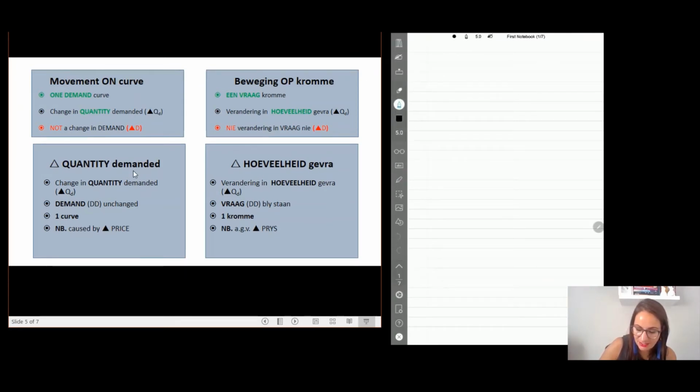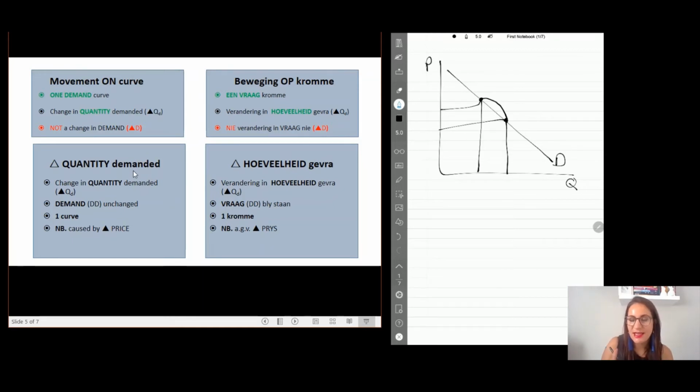Let's just get a pen here. So, like I said, you have price on your y-axis and quantity on your x-axis. And then you have your demand curve. Now, the first thing that can happen to this curve is there is a movement on the curve. This is extremely important. So there's physically a movement on the curve. You're moving from one point to another. And this is only due to one thing, and that is if there is a change in the price. If price decreases or price increases, there is a movement on the curve, but only for a certain product.